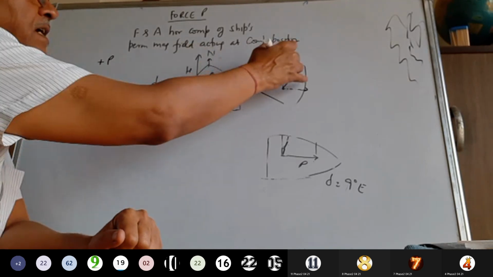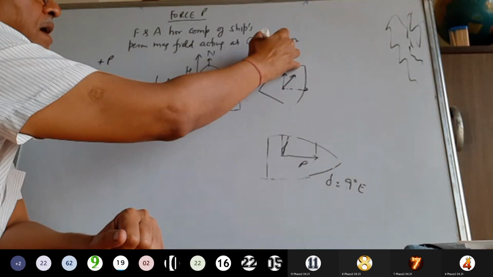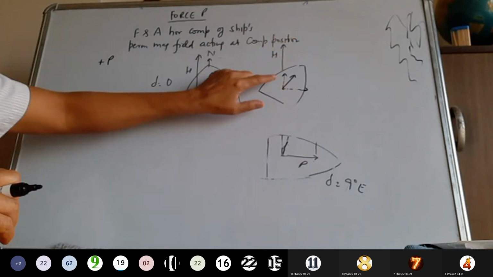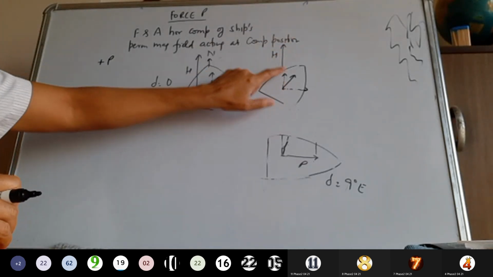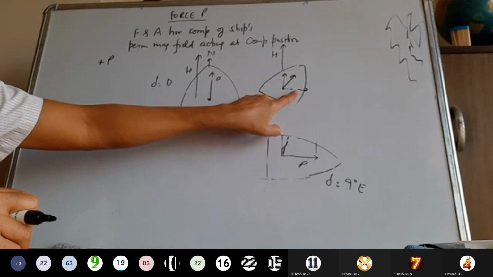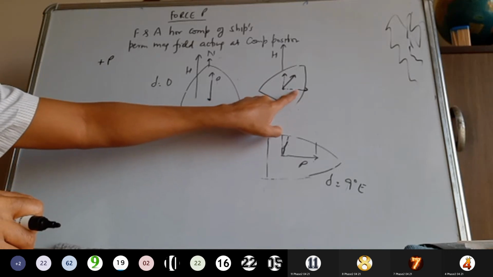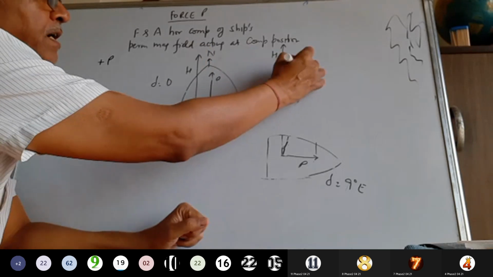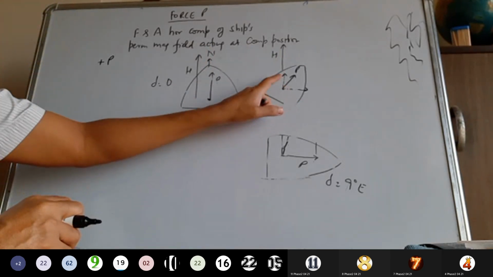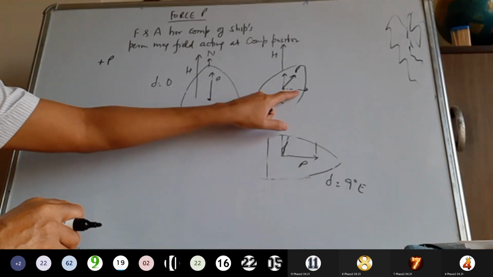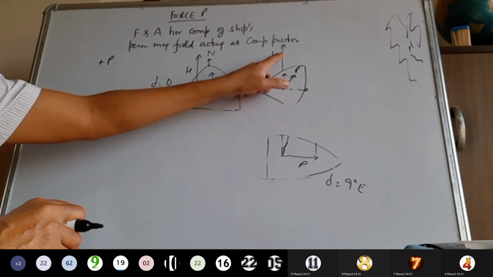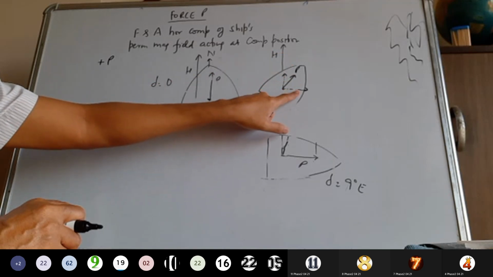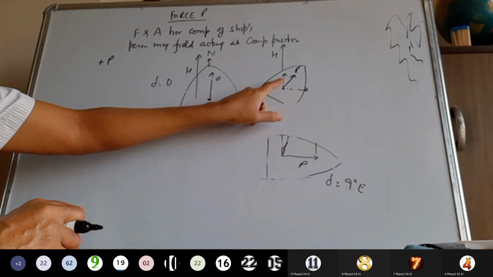In which direction is H acting? H is always acting towards north. So this component is now adding on to H, and this easterly component will cause a deviation. So P has been divided into two components: one adding on to H, while the other is acting perpendicular to H.